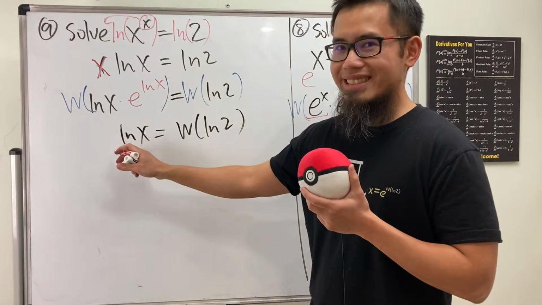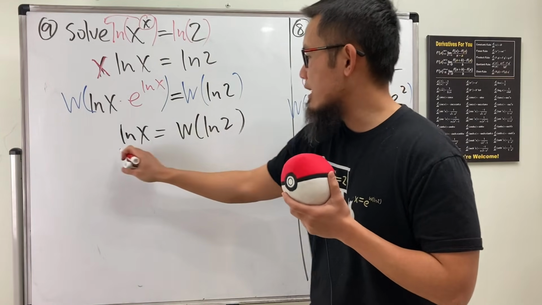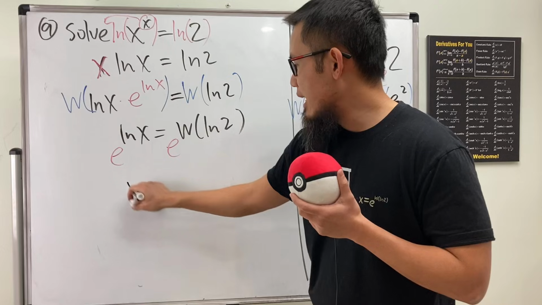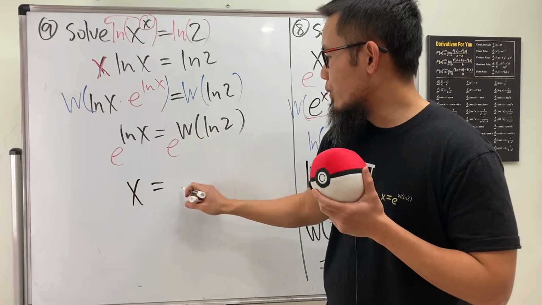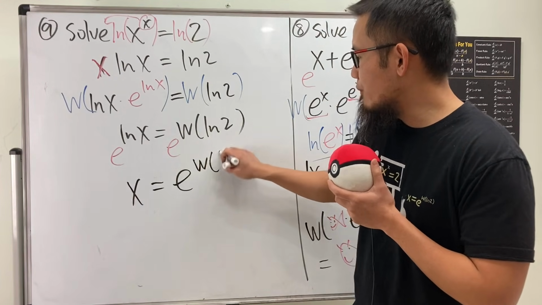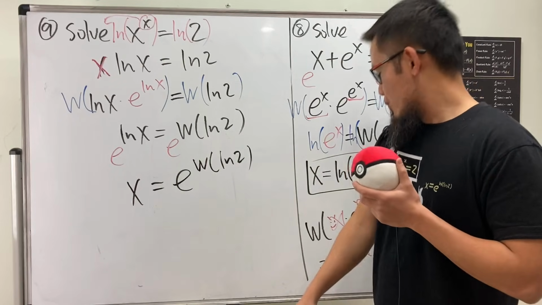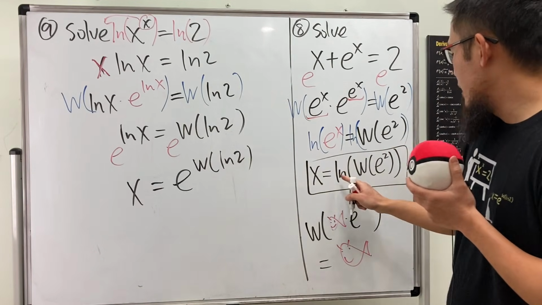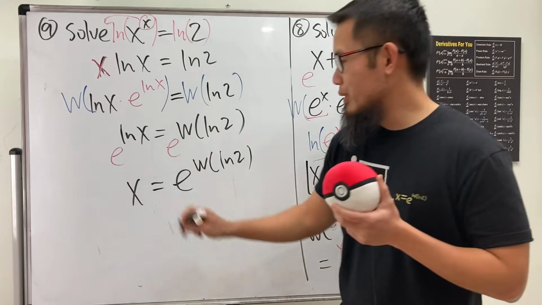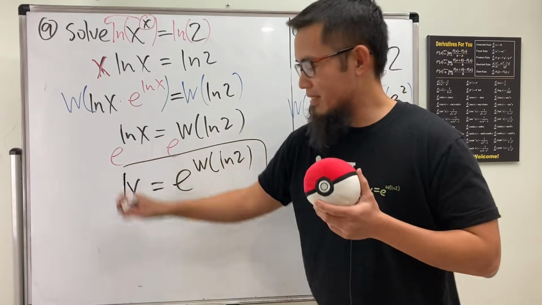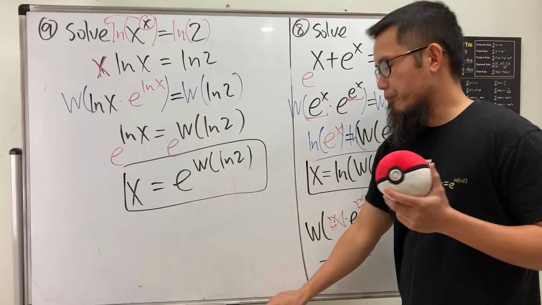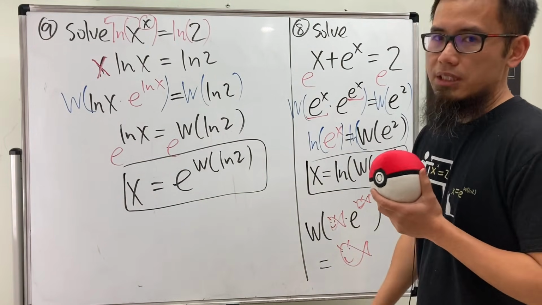Well, what do we do next? Here, we can pretend this and that are the exponents. So we do e to this power, e to that power. They cancel. We will just get x by itself. x is equal to e to the W of ln 2. Wow. Yeah, so e to the W of ln 2, ln W of e squared. Really cool, huh? Yeah, and that's exactly what I have on my shirt. All right, so number 9 is about how to solve this equation.